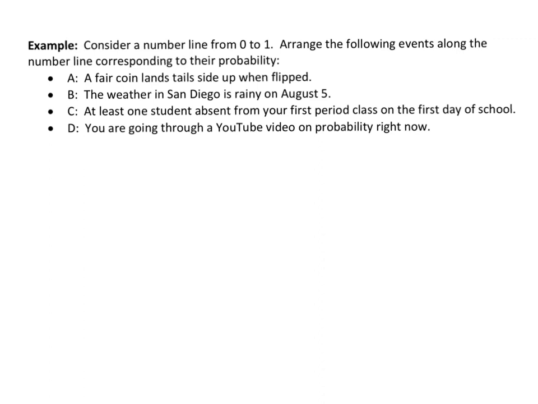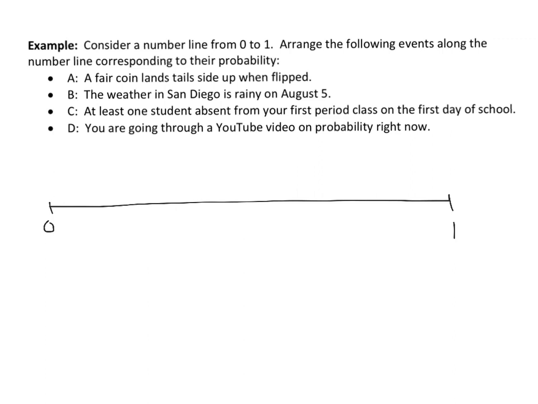So now I'd like to take that number line idea and do an example with it, right? So I'd like you, for this problem, to consider a number line between 0 and 1. And I want you to arrange the following events along this number line corresponding to their probability. Now, please don't get out a ruler on your screen. This is a thought exercise on where these events would be. So take a moment, pause the video, try these out, and get a sense for what you think these probabilities ought to be.